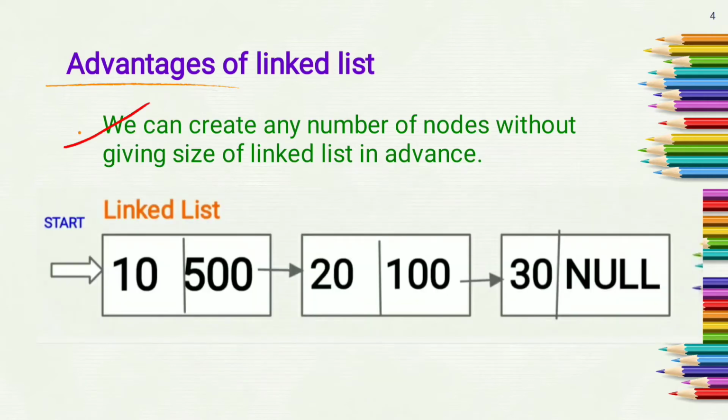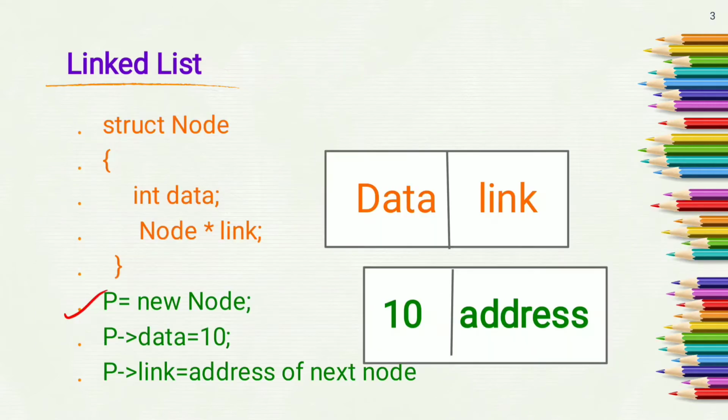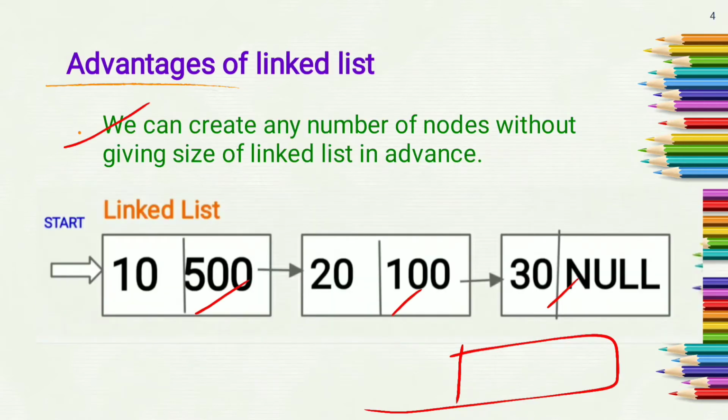As you can see, this linked list contains 3 nodes having values 10, 20 and 30. You can create one more node by writing p equals new node, and you can insert this node at first position, at middle position or at last position in single linked list, which we will see in incoming videos. So you can create any number of nodes in linked list without giving size of linked list in advance.